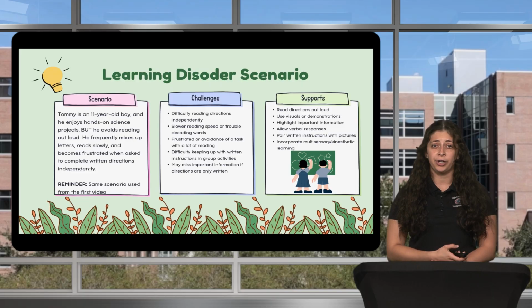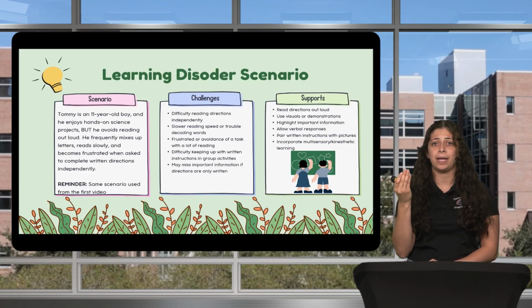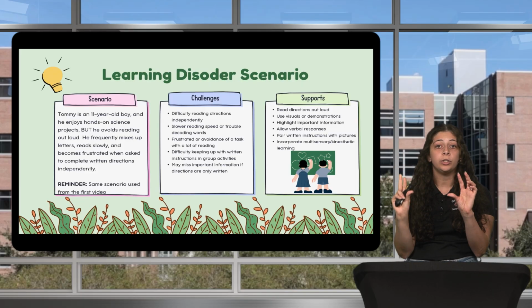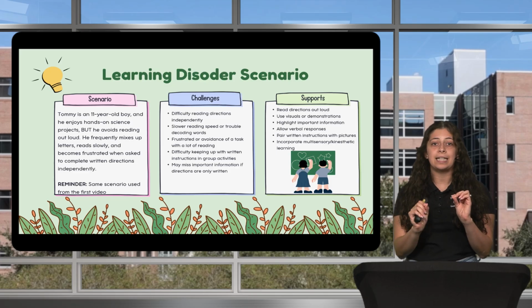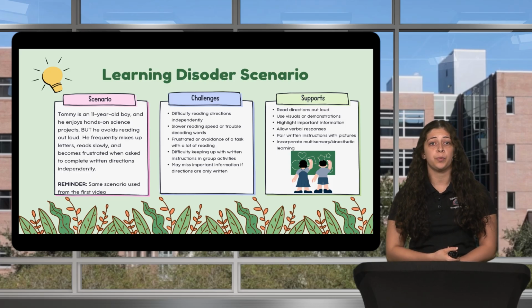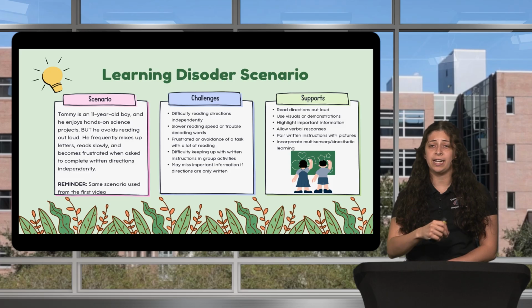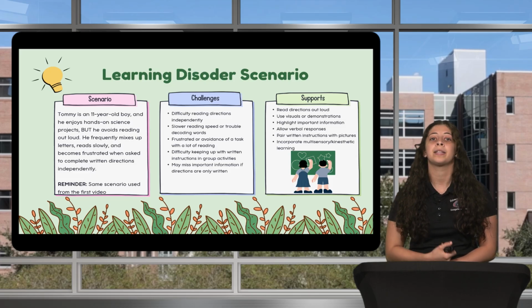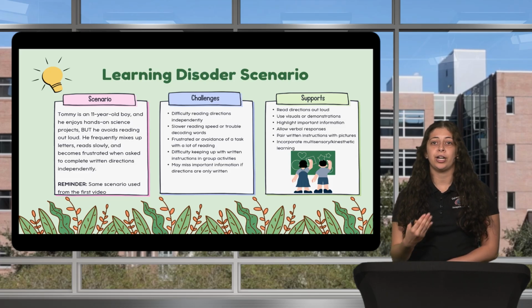Highlighting key information can also reduce mental effort. This might include highlighting, bolding important words, circling key steps, or verbally emphasizing the most important directions. Also, allowing verbal responses can support participation where writing may be a barrier. Pairing writing with pictures or examples can also improve understanding. For instance, directions could include pictures of each step or a complete example of the science project.